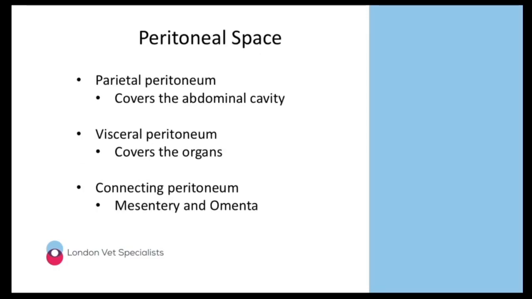So to begin with, let's talk about the peritoneal space. The peritoneum, very broadly, is made up of 3 component parts: the parietal, the visceral, and the connecting peritoneum. The parietal peritoneum is that part of the peritoneum that covers the abdominal cavity. The visceral peritoneum is the peritoneum that is covering the abdominal organs, and then the connecting peritoneum is the peritoneum between the two, the mesentery and the omentum.